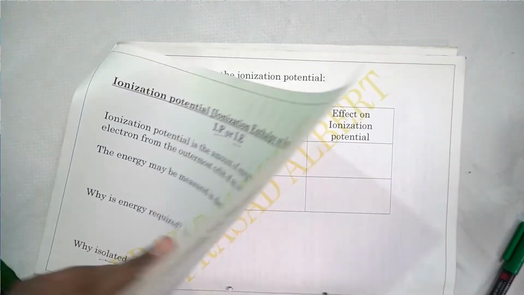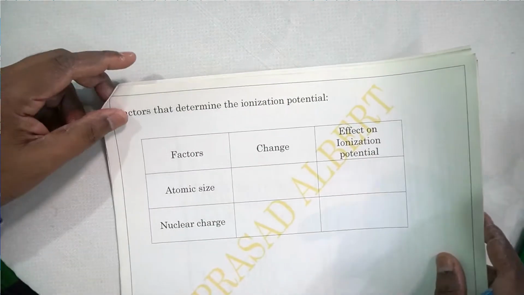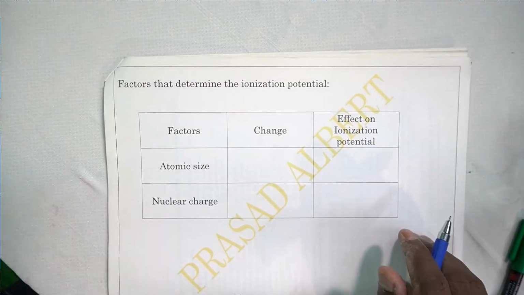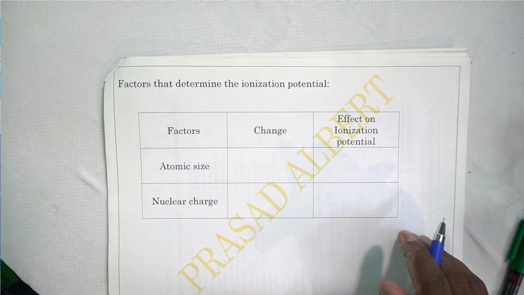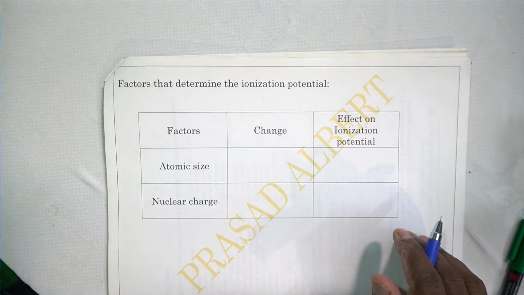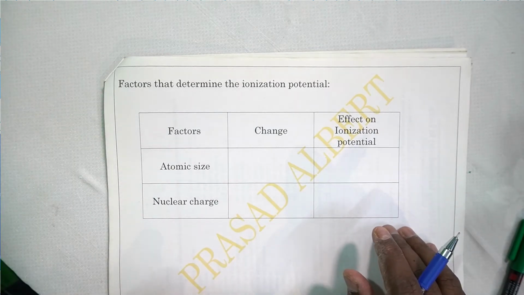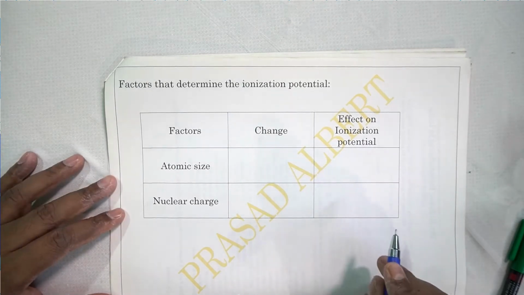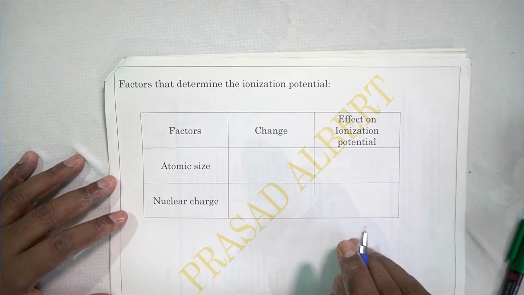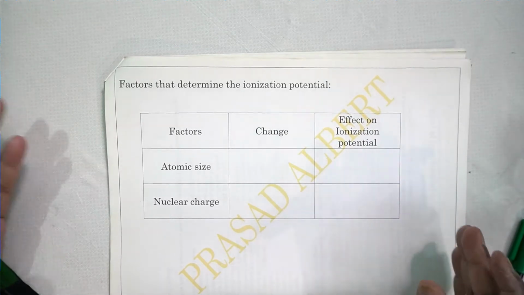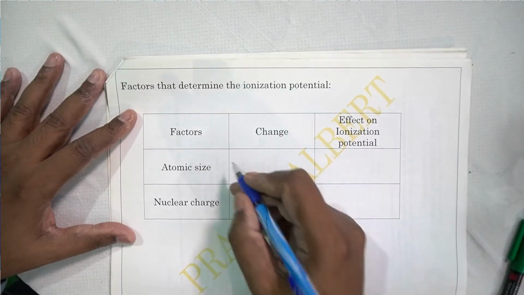Okay, let's proceed. Now let's understand the factors that determine the ionization potential. We have seen ionization potential is the energy required to take an electron out of the outermost orbit of an atom. In other words, the atom is holding an electron, you go and pull it out, so you spend some energy to pull it out. There are two factors that we discuss here. These two factors determine whether the ionization potential will be low or high, and how much it will be.